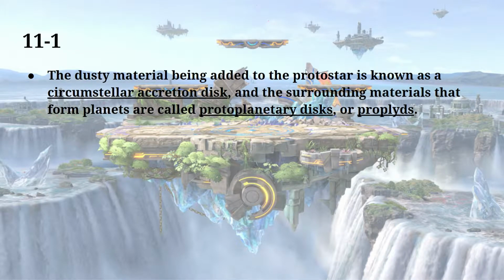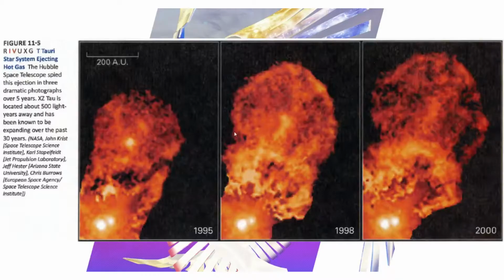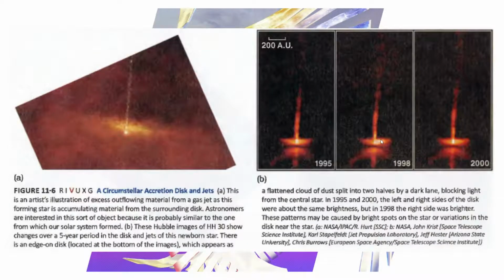The dusty material being added to the protostar is known as a circumstellar accretion disk. Circumstellar means around the star, accretion meaning it's gaining, and disk meaning in the shape of a disk. And the surrounding materials that form planets are called protoplanetary disks, or proplyds. So we've seen these pictures before, I want to say, in the earlier chapters, in the beginning of the year.